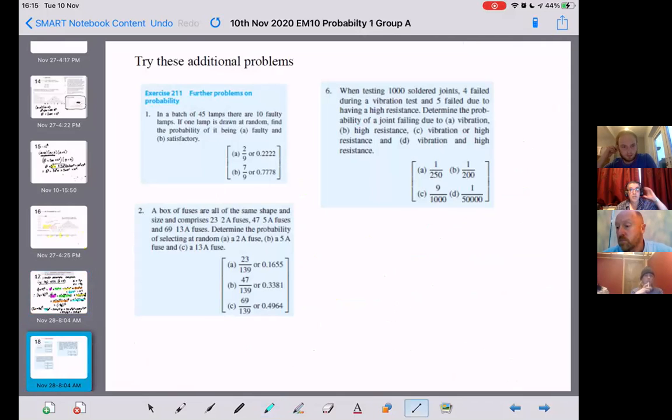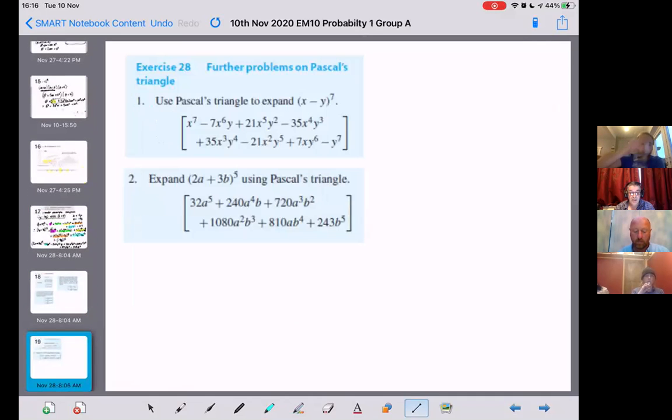Batch of 45 lamps, 10 faulty, 1 lamp is drawn at random, probability of faulty and satisfactory, you could do that. Box of fuses all the same shape and size. Determine the probability of selecting a 2 amp fuse, a 5 amp fuse, and a 13 amp, you could do that. And then when testing 1,000 solder joints, some fail, and so on. I think you can do that one too. Any more? Yes, use Pascal's triangle for that, for a couple of expansions. So you could have a go at those as well. We'll pick up on them next week.